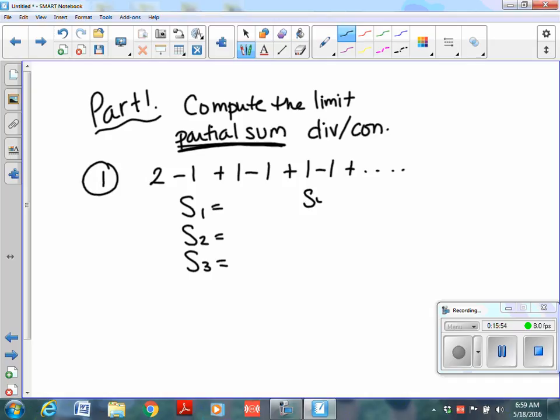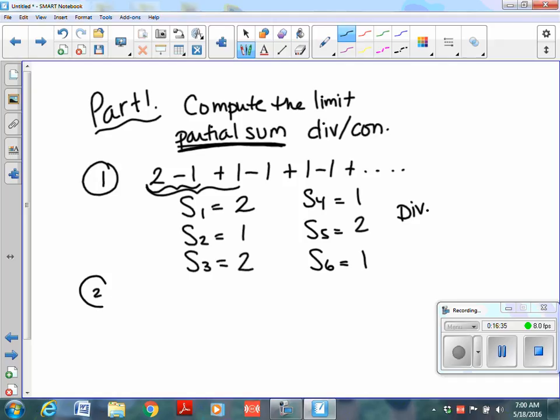I'm going to put some over here too. By doing partial sums, I can tell if it's converging or diverging. The sum of the first term is 2. The sum of the first 2 terms, if you add those 2 numbers up, is 1. The sum of the first 3 terms is 2. And then the next one is 1, 2, 1. As you can see, it's not getting closer and closer to one number. It keeps going back and forth, so it diverges.